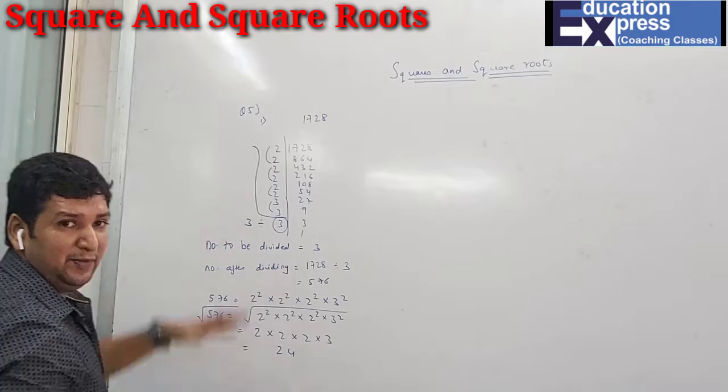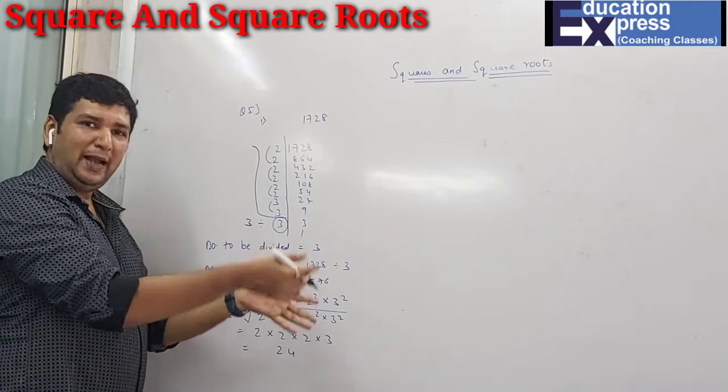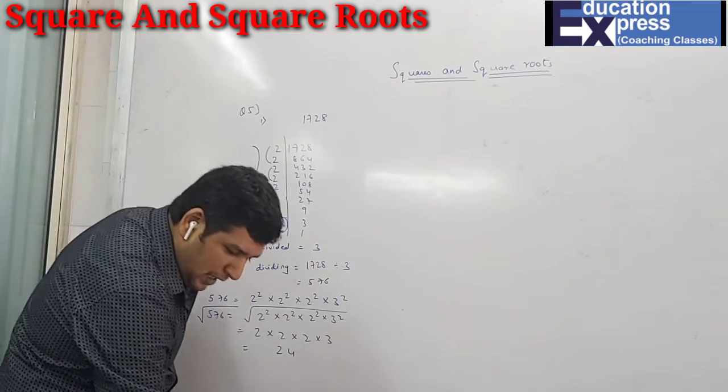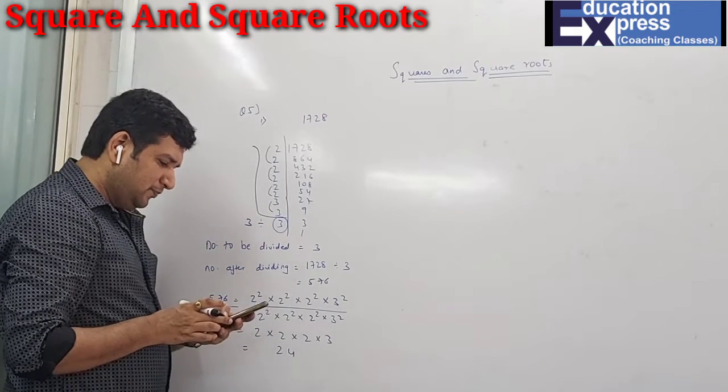So this is the same thing what we did in question number 4. There we multiplied. Here we are dividing. Now question number 5, third part.